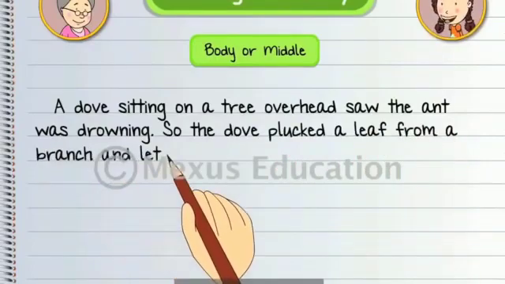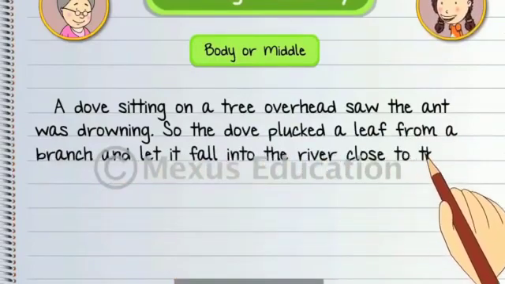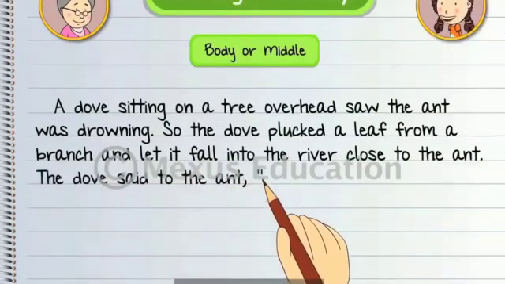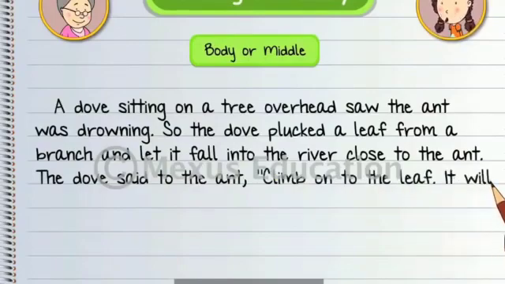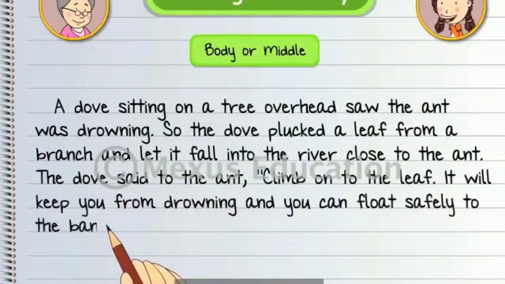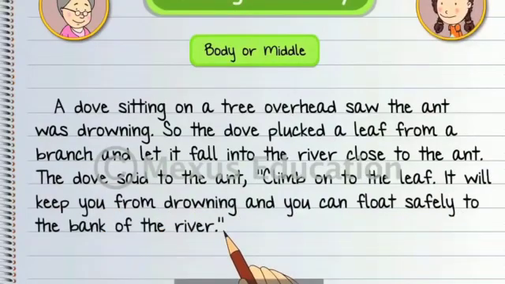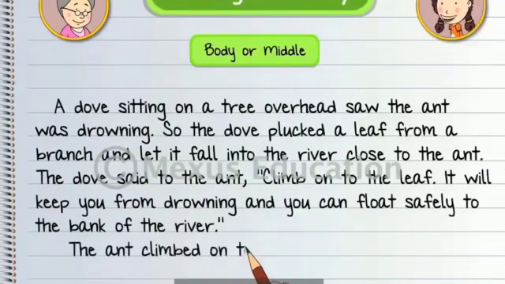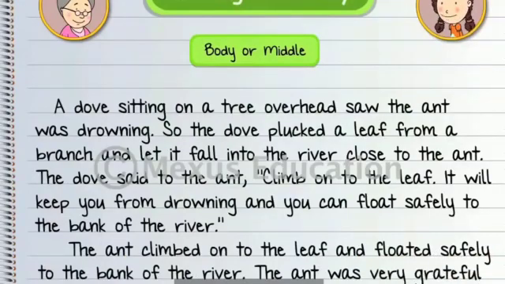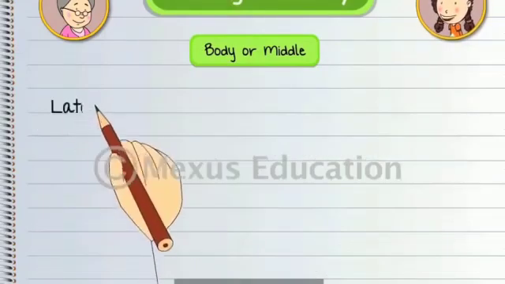A dove sitting on a tree overhead saw the ant was drowning. So the dove plucked a leaf from a branch and let it fall into the river close to the ant. The dove said to the ant, "Climb onto the leaf. It will keep you from drowning, and you can float safely to the bank of the river." The ant climbed onto the leaf and floated safely to the bank of the river. The ant was very grateful.